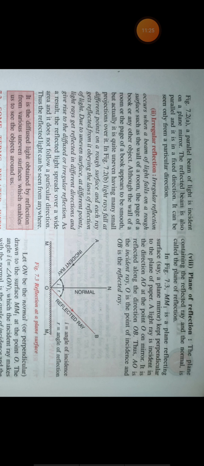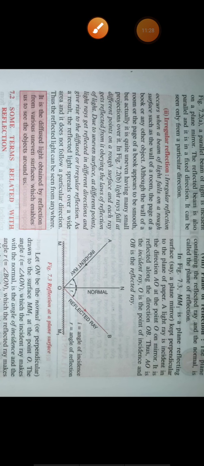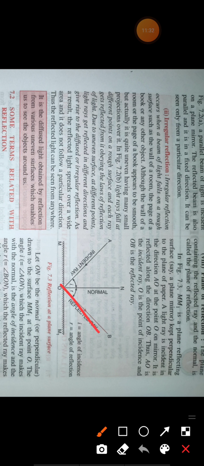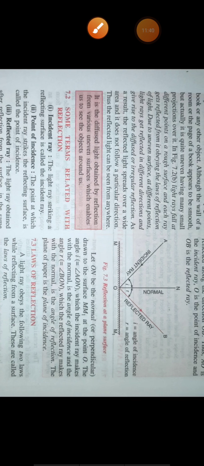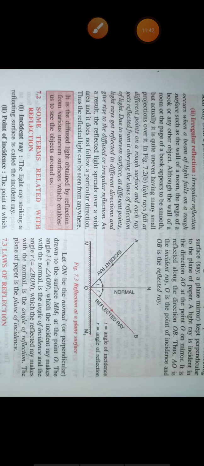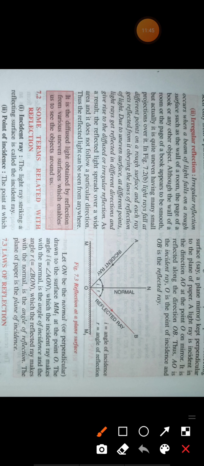Now, I have already explained this one. AO is your incident ray, OB is your reflected ray, NO is your normal line, MM prime is your plane, I is your incident angle, R is the reflected angle. So that means angle AON is your incident angle, this angle I, and NOB is your reflected angle R.